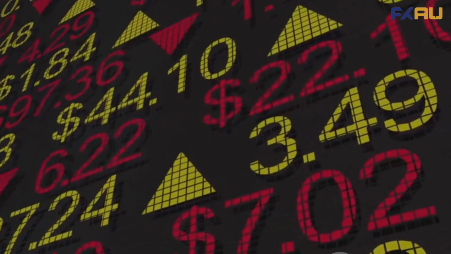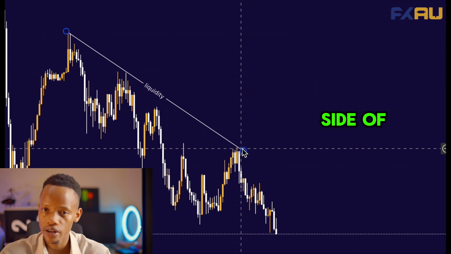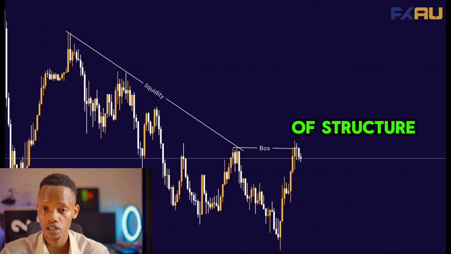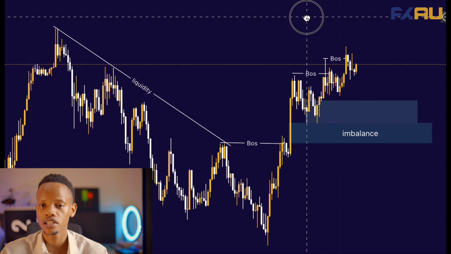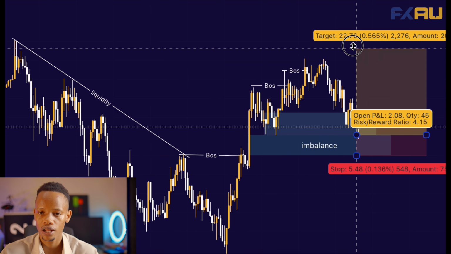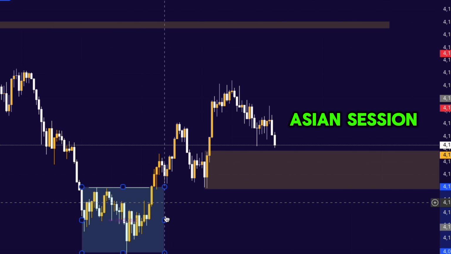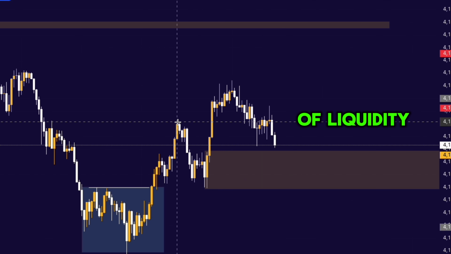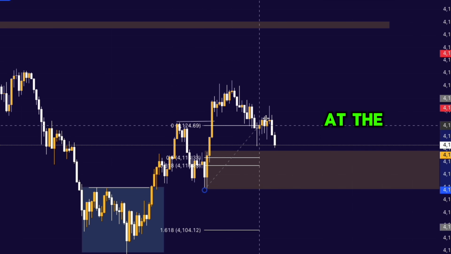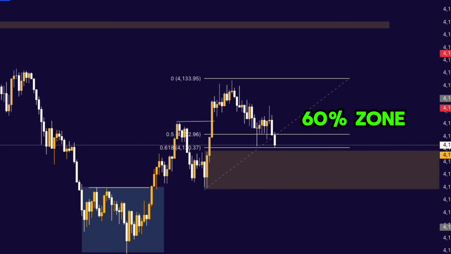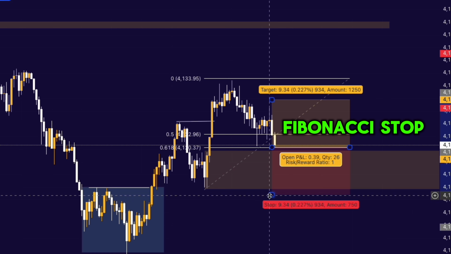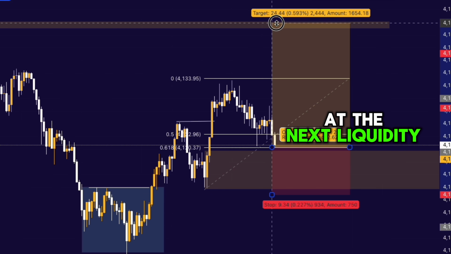This is the SMC system I've been using on gold for years. I identify the strong side of liquidity, wait for a break of structure, see a displacement, enter at a mitigation of the order block or imbalance. Here's a setup from last week on XAU USD. We had a clean Asian session range, sweep of liquidity, BOS, break of structure, entry at the 50% or 60% zone on the Fibonacci, stop below the OB, TP at the next liquidity pool.